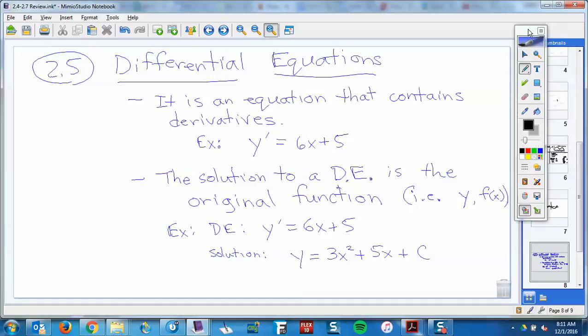That's a differential equation. Now, the real weird, kind of strange thing is quadratic, cubic, trig equations, they have number answers, whereas the answer to a differential equation is the original function. So in this case, the differential equation is this. The solution to that differential equation is this, okay, which we get by the antiderivative, right?